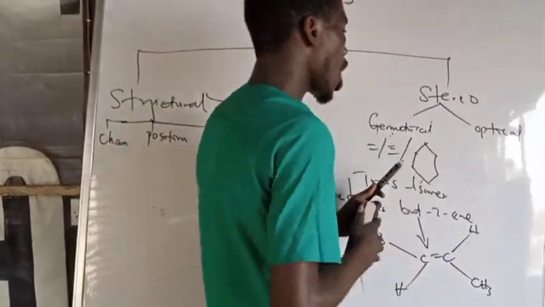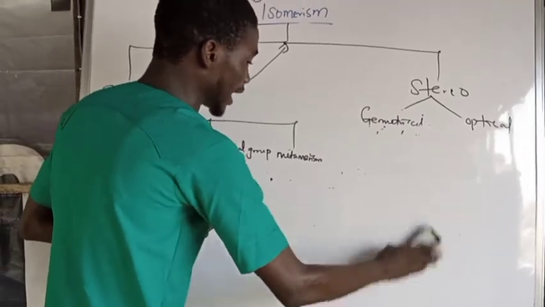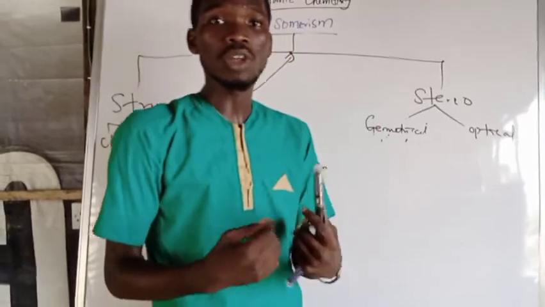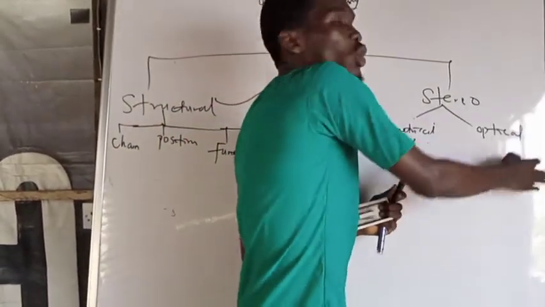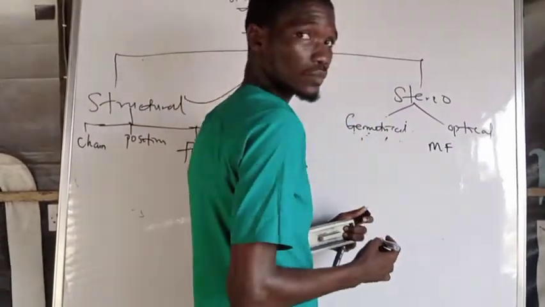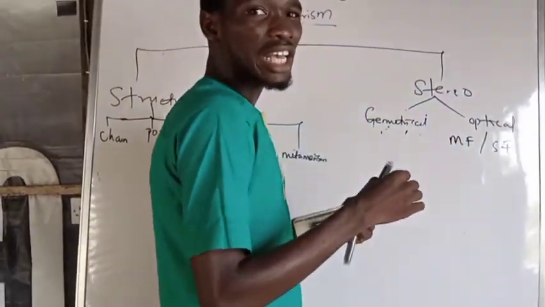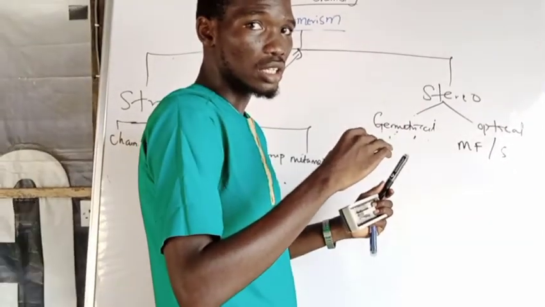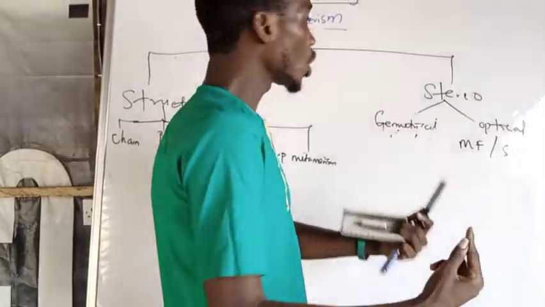The last one is optical isomerism, and this optical isomerism is what we always see every day. If you pick up your mirror and look at it, you see yourself inside. So for optical isomerism, they have the same molecular formula and structural formula, but cannot be superimposed on each other. The enantiomers cannot be made to superimpose on each other.